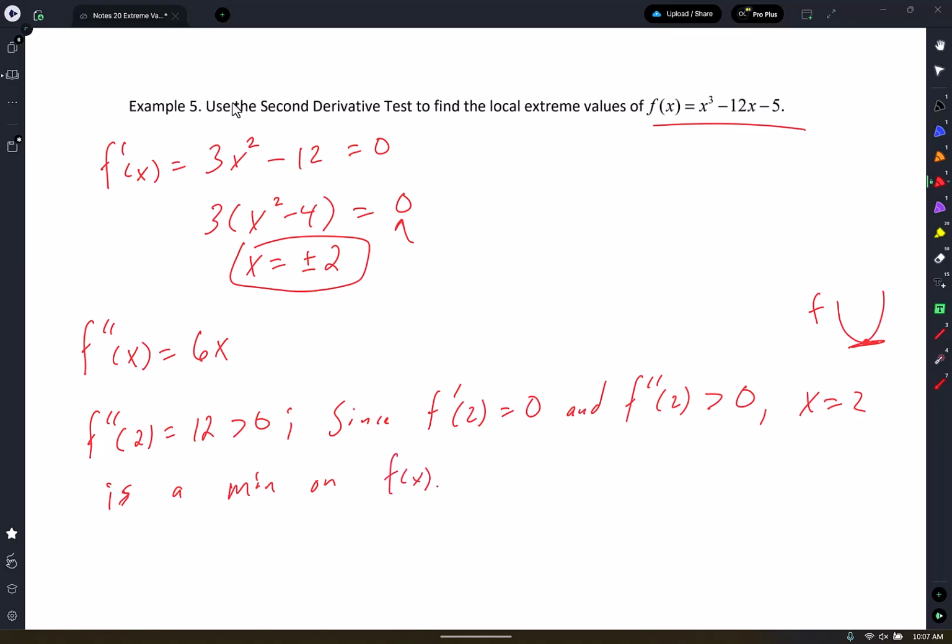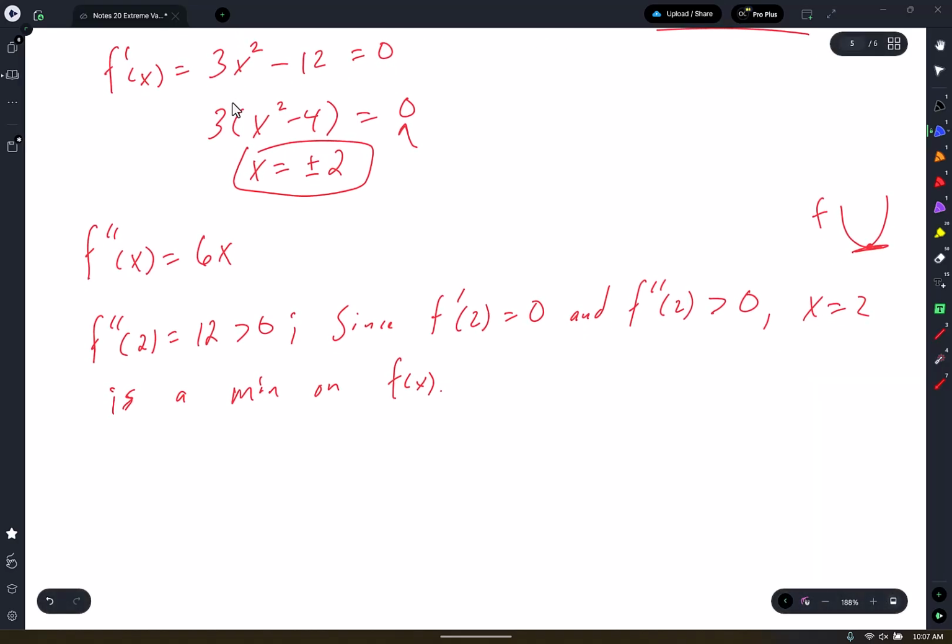And I'm going to change colors to the blue one. Yes, ask me. No, for absolute, we have to test our endpoints. All max and mins are local, or relative, but not all of them are absolute. There's only one absolute max and one absolute min if it's on a closed interval. And if it's not a closed interval, it's not guaranteed. I thought you said that x is equal to plus or minus 2. Yeah, I haven't done the negative 2 yet. Oh, okay. See, that's why I changed colors.